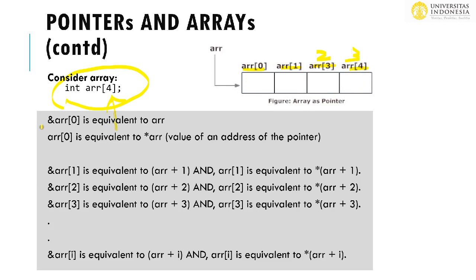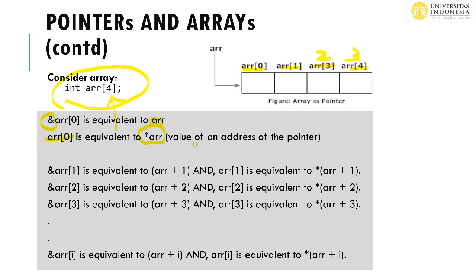Okay. So the address of array 0 is equivalent actually to the array itself. So that's why when you want to send an array to a function, you just mention the array name and the size, without any ampersand operator. So array doesn't need any ampersand operator when it is used as an argument to be sent to a function. Just call its name and the size. Okay. So array 0 is equivalent to the content of the array.